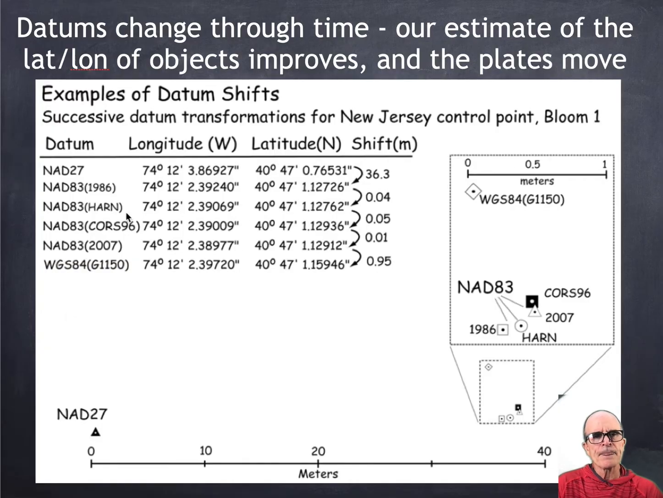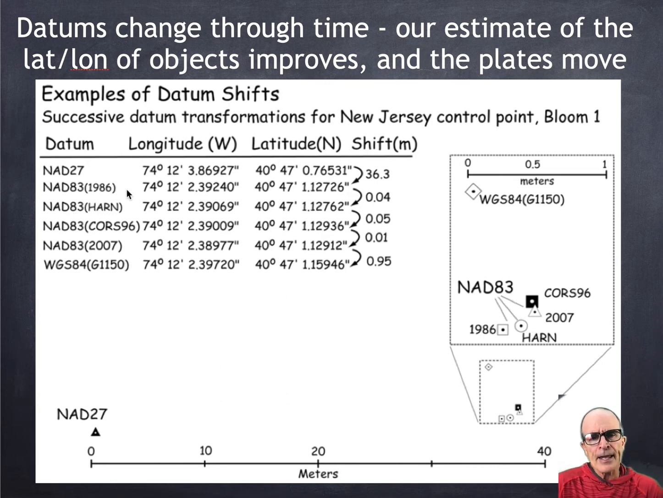So if you look at our estimates of the same point, the point itself hasn't moved, right? A control point named Bloom 1 in New Jersey, one of those monumented, well-defined points. From where we thought things were in the 1927 datum, and we used this up until the early 1980s, to where we measured it in 1986, there was an almost 40 meter, 100-foot shift in our estimates of the location of the point. The point didn't shift, just our knowledge of where it was relative to the latitude and longitude system changed.